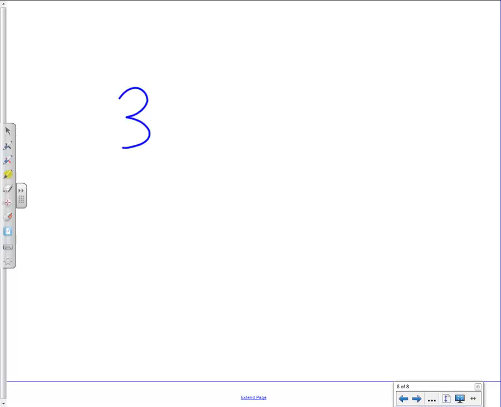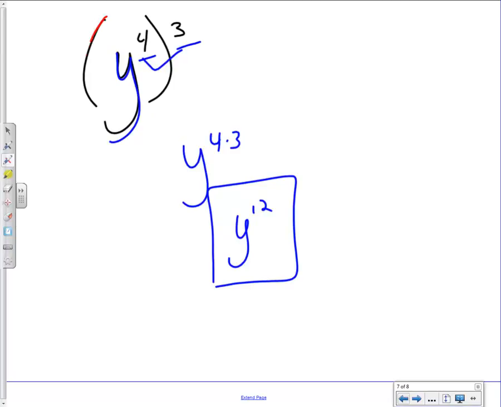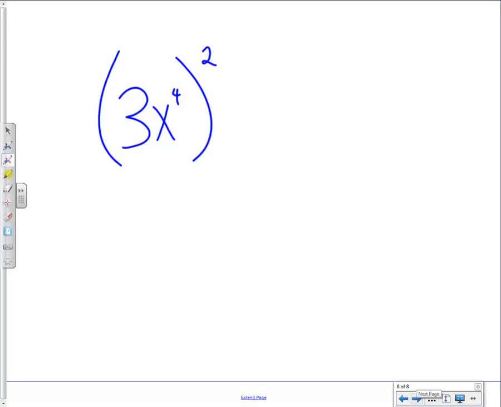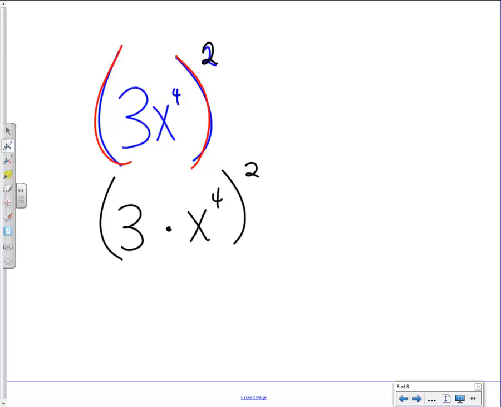I have 3x to the 4th. The whole thing is in parentheses and it's squared. All right, so let's scoot back just one. Inside parentheses, everything in there is raised to the 3rd power. Okay, the only thing in there is the y, right? It's the only base. In this one, everything in the parentheses is squared, but everything in the parentheses is actually this right here. Right? There are 2 things in the parentheses. So when you rewrite this to solve it, the exponent actually belongs to both.